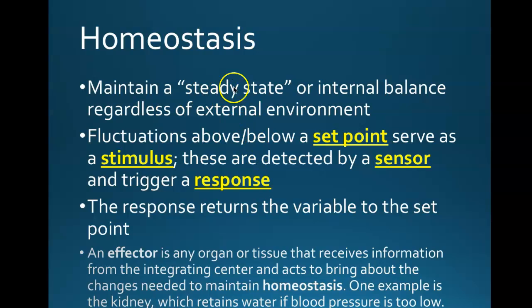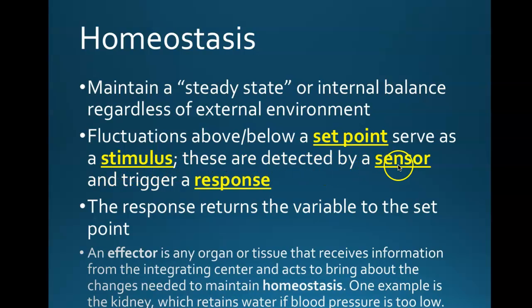All right, homeostasis. Homeostasis, everybody's heard. This is how your body is going to maintain a steady state or internal balance. So if I go outside, I'm going to start sweating because my body temperature goes up. I'm going to start sweating so that evaporative cooling can take place and my body temperature can go back to where it was. So any fluctuation above or below a set point, like temperature, is going to serve as a stimulus. So my temperature going up, that's a stimulus.